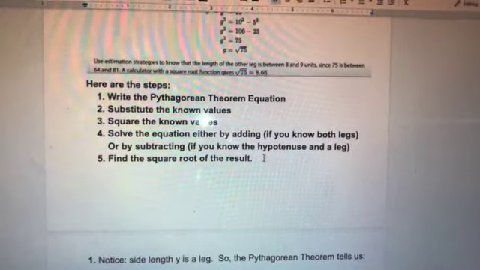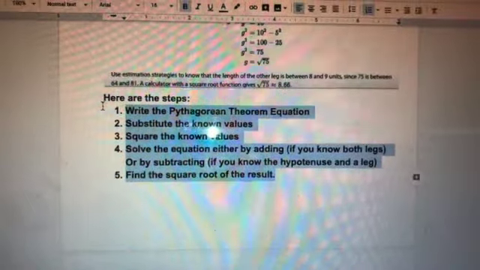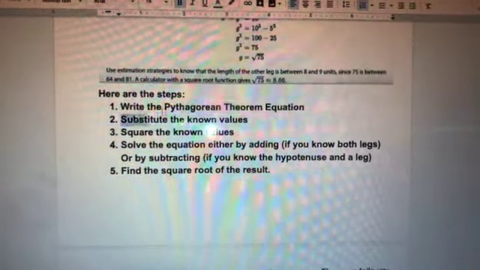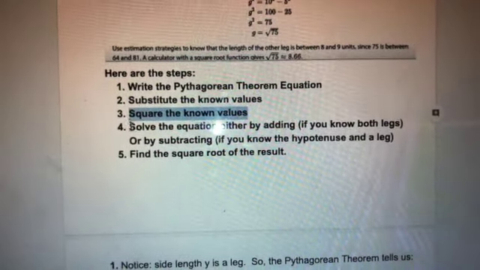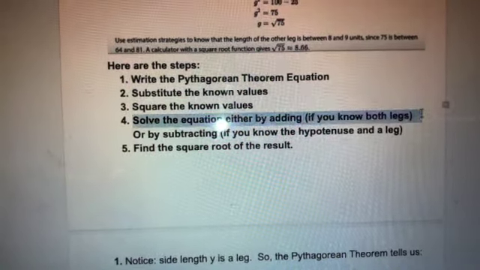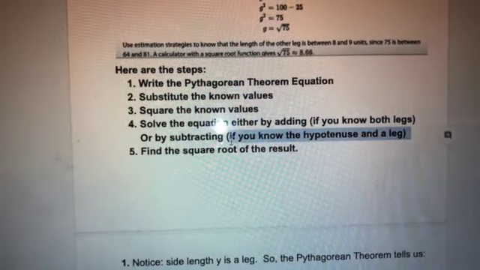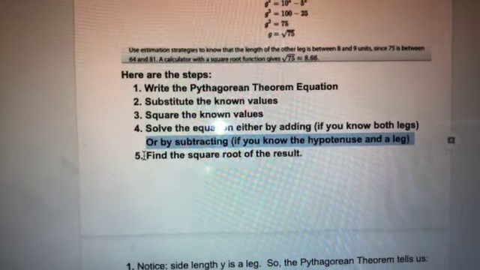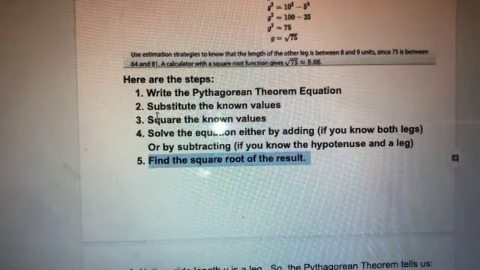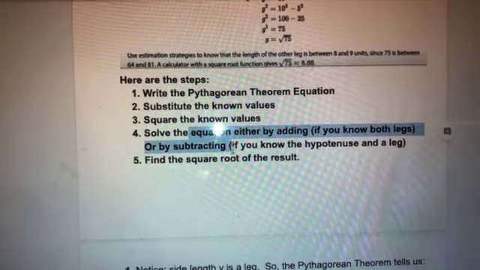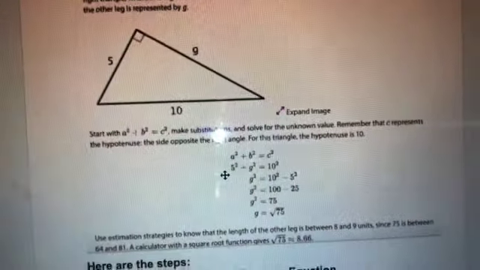Here's the nice 5 steps we went through in the video. All right, so 1 was write the Pythagorean theorem. 2, substitute the values that you know. 3, square those values. 4, solve either by adding, if you know the legs, or subtracting, if you know the hypotenuse and one leg. And 5, find the square root of the result, all right? So it's really the 3 math steps: square what you know, add or subtract, and square root, all right? And then this summary hopefully is helpful.